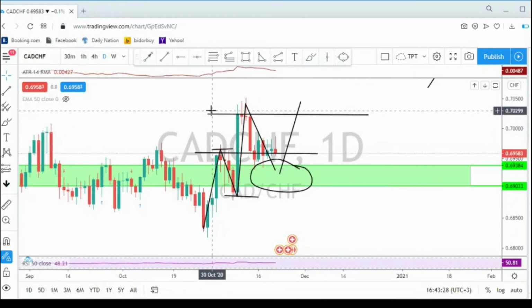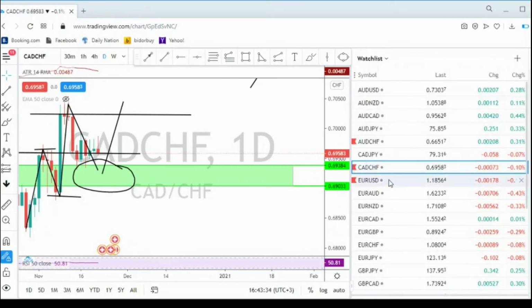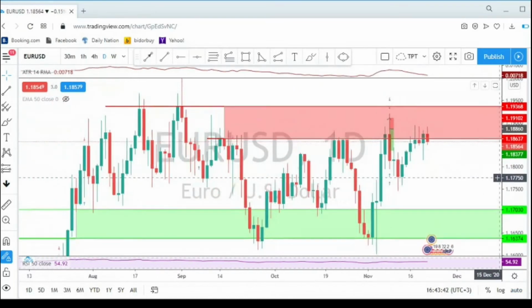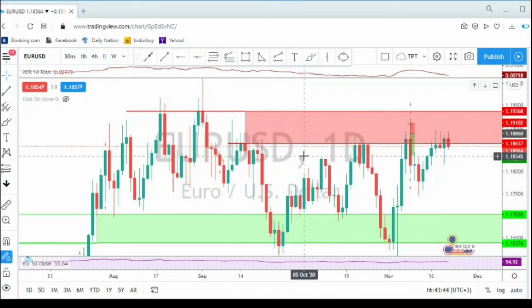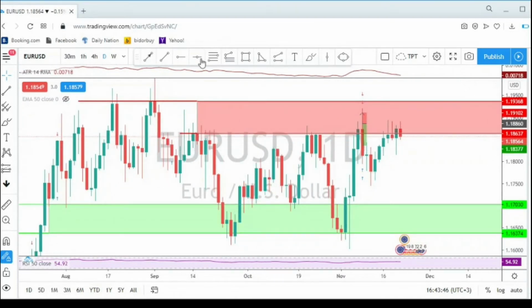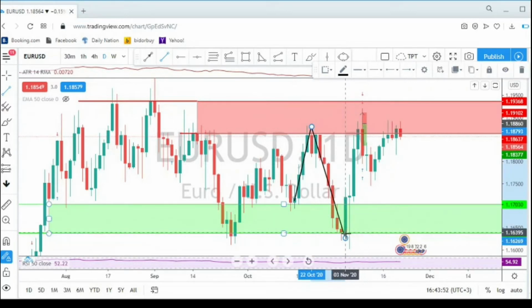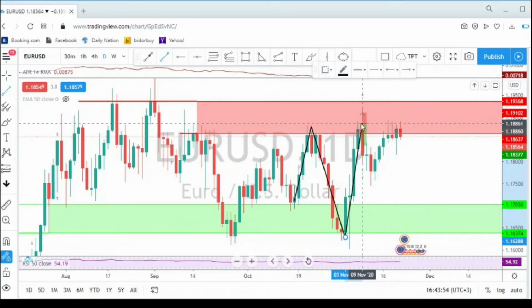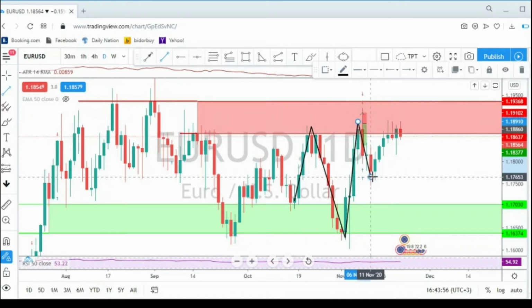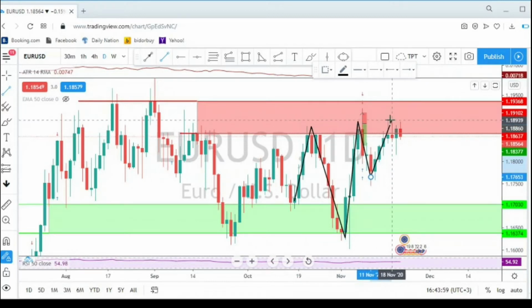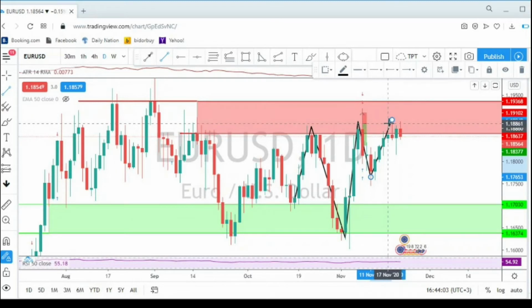The next currency pair is euro-dollar. Let's check out this euro-dollar. On a daily time frame, we see this resistance level has been respected multiple times. The market tried coming up here, but it got pushed down. It tried coming up here, but it got pushed down. And now this market has come back up here again to the same zone that has been rejecting the price.